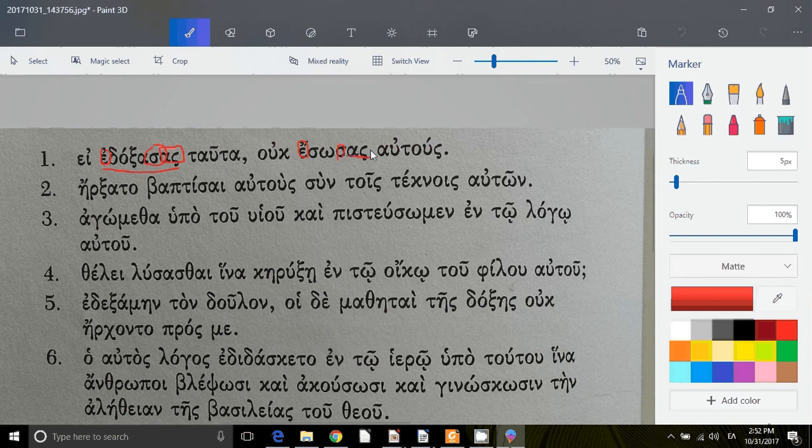This is also an aorist. All the things we notice in the aorist, you did not save them. So if you glorified these things, you did not save them.